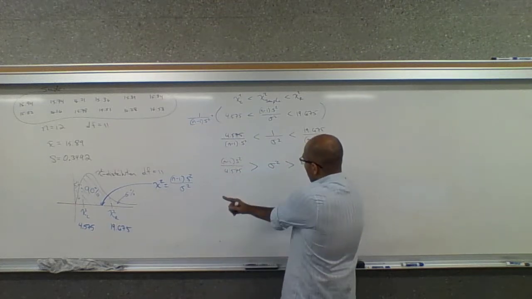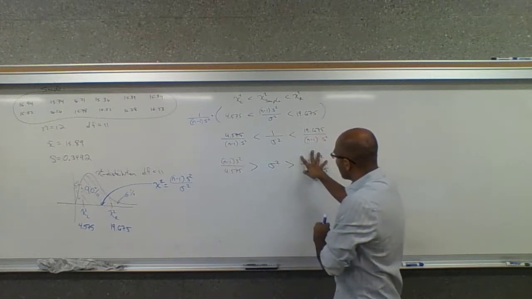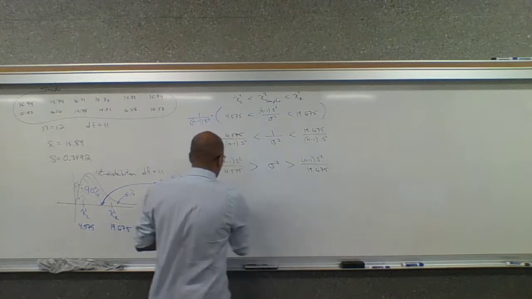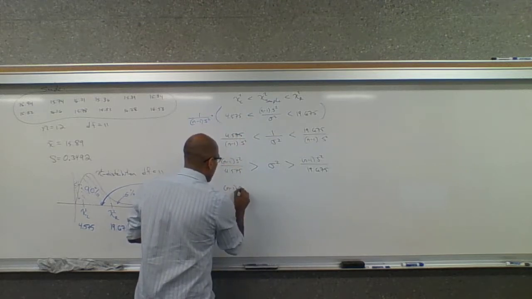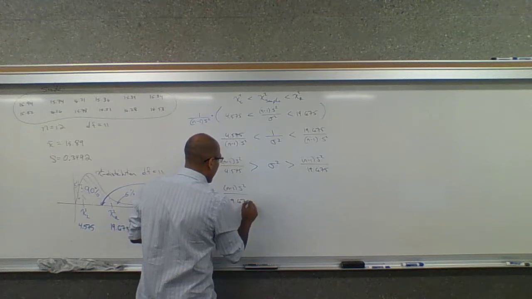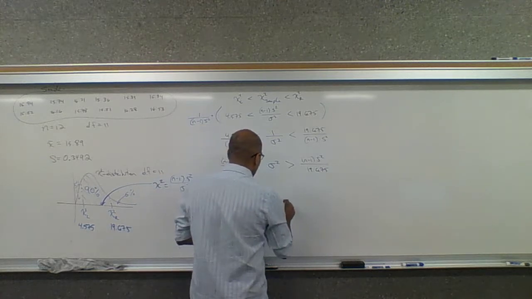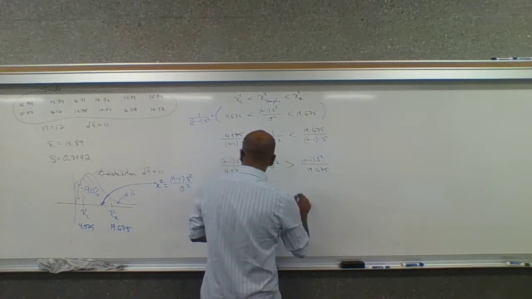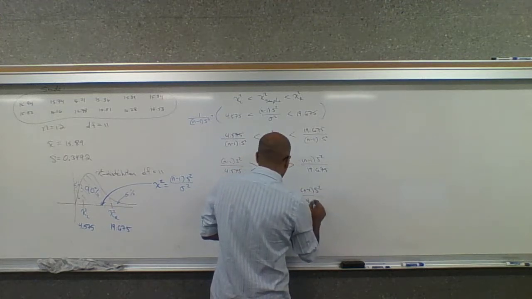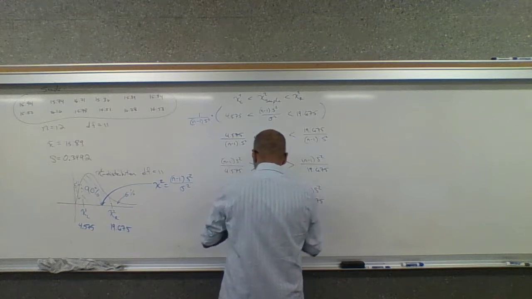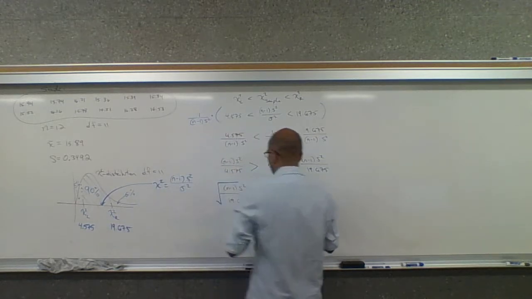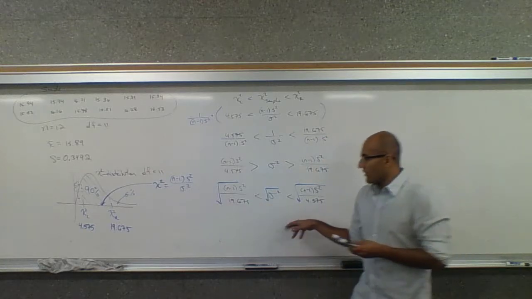Right? And then we're going to change the direction. We're going to write the smallest number first, then the middle number, then the largest number. So I'm just going to change the directions. (n minus 1) s squared all over 19.675 is less than sigma squared, less than (n minus 1) s squared all over 4.575. And then finally, all we have to do is take the square root of all three parts of the inequality. And that gets us my equation.